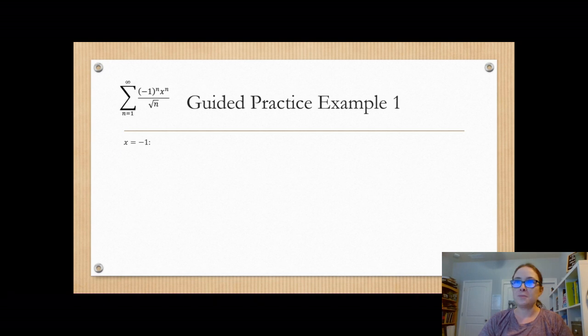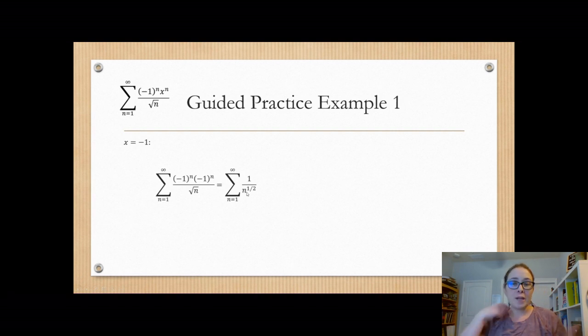So starting with the left endpoint, when x equals -1, I'm going back to the original series up here, and I'm going to replace the x with -1, and then simplify it. If I plug that in, I end up with a (-1) to the n up here if I combine these two, and so that ends up just being 1 over the square root of n, or 1 over n to the 1/2. Now at this point, I have to go back to all of my convergence tests and find one to help me determine whether this series converges or not.